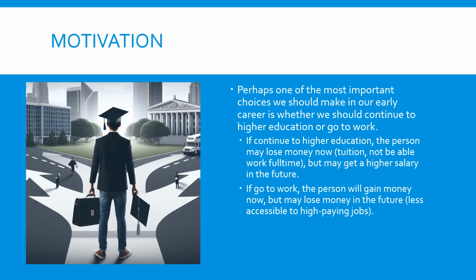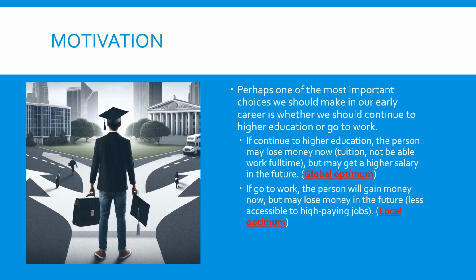Since the person has an end goal of being rich, we can evaluate the pros and cons of these two decisions in terms of wealth accumulation. If the person continues to higher education, he or she may lose money now because of the tuition paid and no time to work and earn money. On the other hand, a higher education degree could qualify the person for a high-paying job in the future. If the person decides to work immediately, he or she will start earning money now, but may lose the opportunity of having a high-paying job in the future.